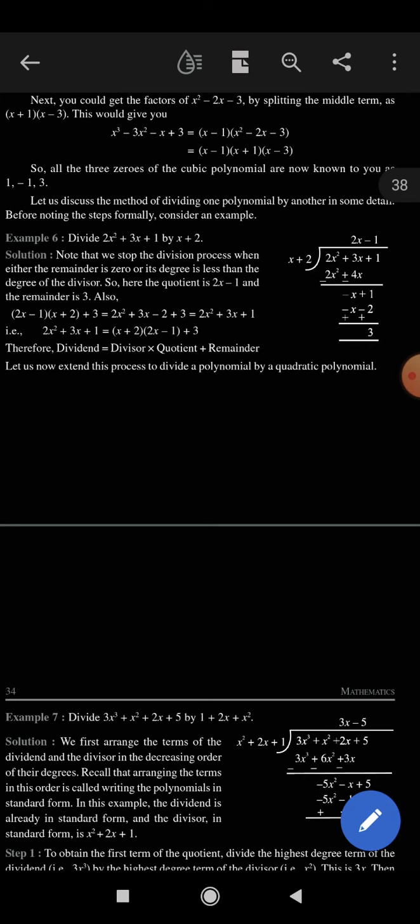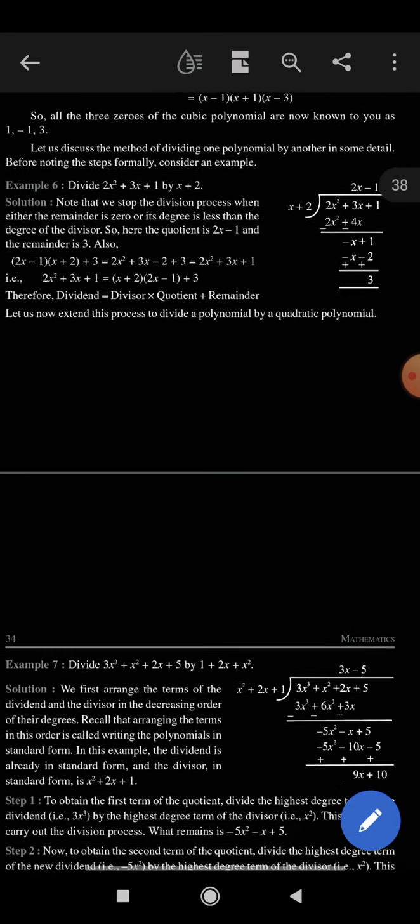Thus, 2x square plus 3x plus 1 is equal to (x plus 2)(2x minus 1) plus 3. Therefore, dividend is equal to divisor into quotient plus remainder. Let us extend this process to divide a polynomial by a quadratic polynomial.